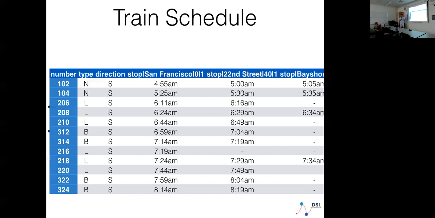Anyone know what this is? It's Caltrain. This is actually from San Francisco to Gilroy. It's a time series, but it's a special time series. It's a train schedule. It's a table. Plot.